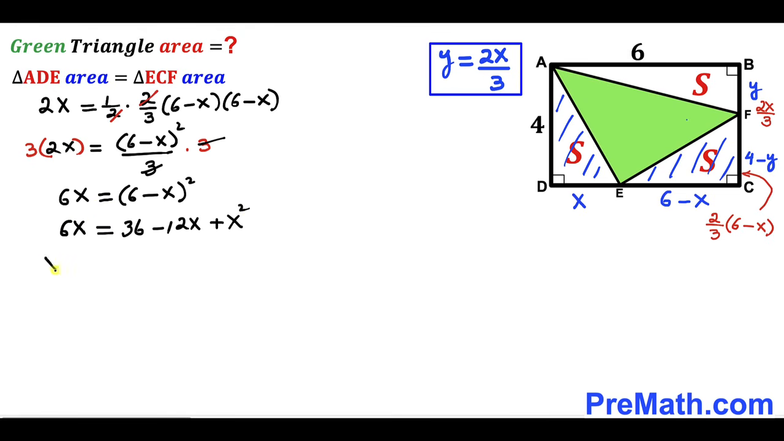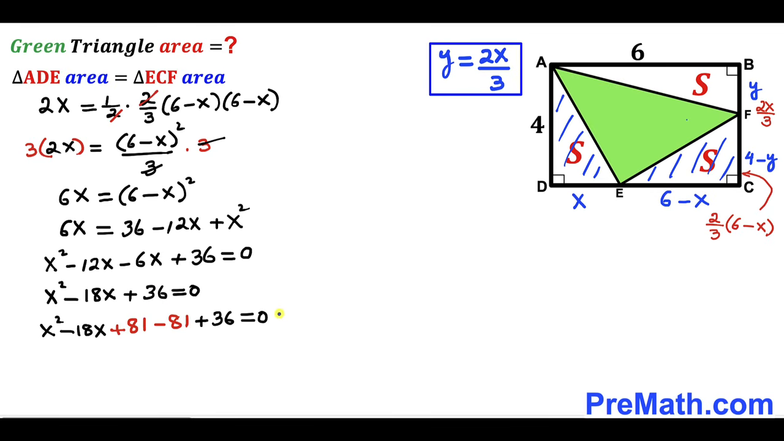And now we are going to move this 6x to the other side as well. So therefore we can write x square minus 12x, and then this becomes minus 6x plus 36, is going to be equal to 0. Now in this next step, I am going to add 81 and subtract 81 on the left hand side at the very same time, as you can see in this next step. And now we can see this represents the complete square of (x minus 9) whole square.